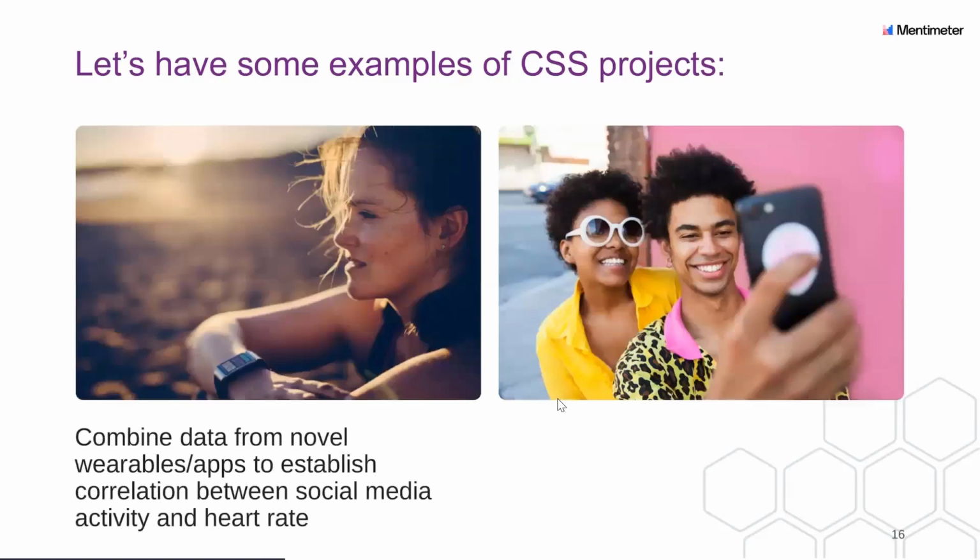How about combining data from novel wearables or apps to establish correlations between social media activity and heart rate? I would be interested to know if certain apps make people more stressed or more excited, their heart rate goes up, or if they make people feel calmer or more relaxed and their heart rate goes down. So these are some interesting ones.